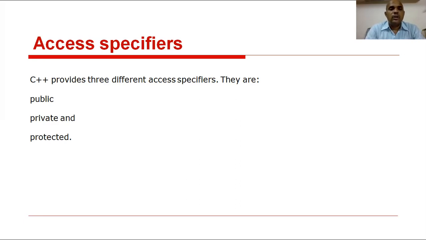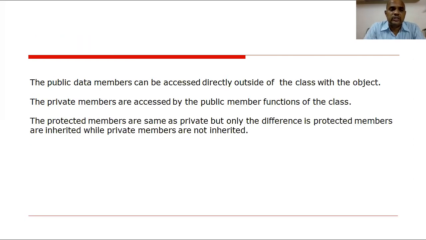The first one is public, second one is private and third is protected. These are the access specifiers. The public data members can be accessed directly outside of the class. Then the next one is, the private members are accessed by the public member functions inside the class. The protected members are the same as private, but the only difference is protected members are inherited while private members are not inherited. That's why the protected keyword is introduced in C++.